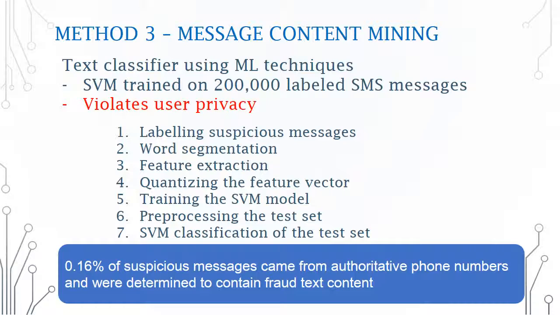Though it is computationally ineffective, it was found that about 0.16 percentage of suspicious messages that came from authoritative numbers were determined to contain fraudulent text information.